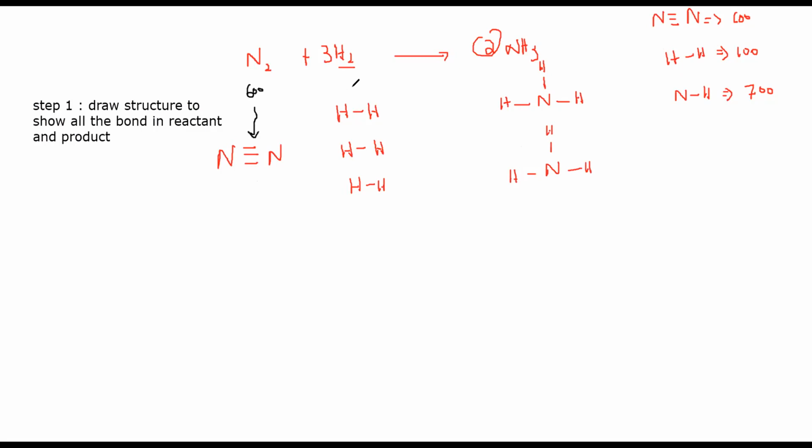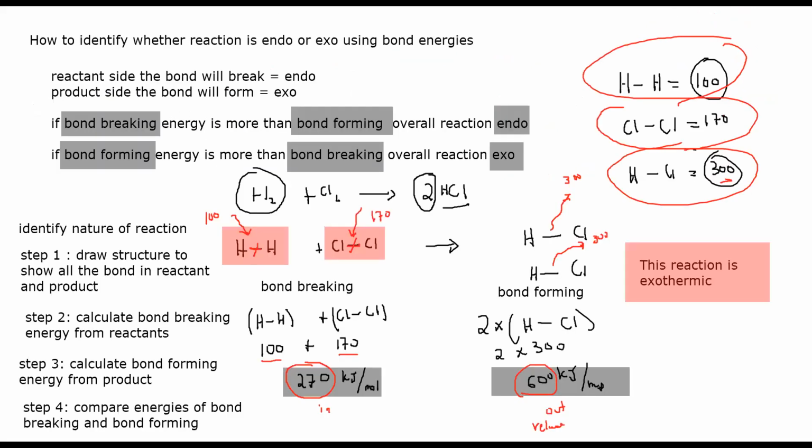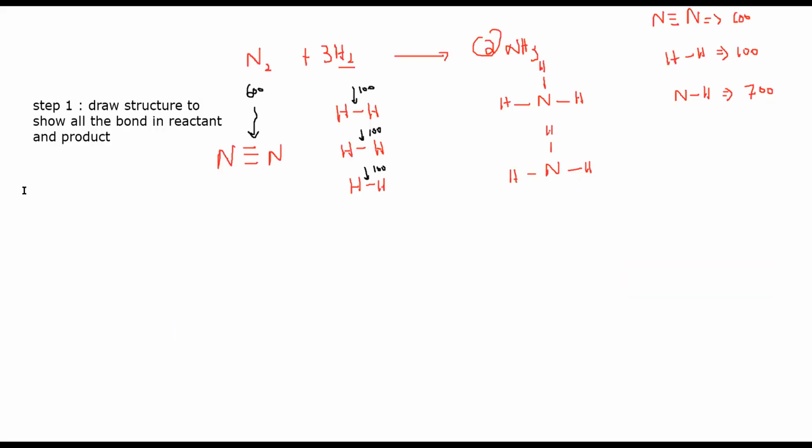To break hydrogen bond, each bond will take 100. This will take 100. This will also take 100. This will also take 100. So second step, you will calculate the bond breaking energy or energy which is absorbed from the reactant side. So calculate the bond breaking.